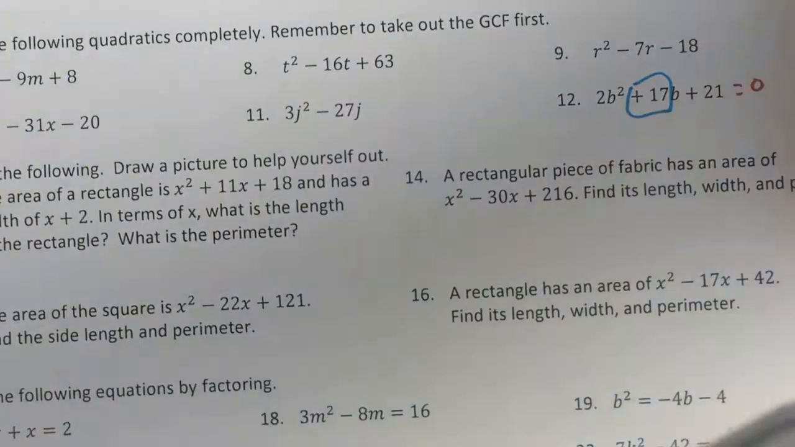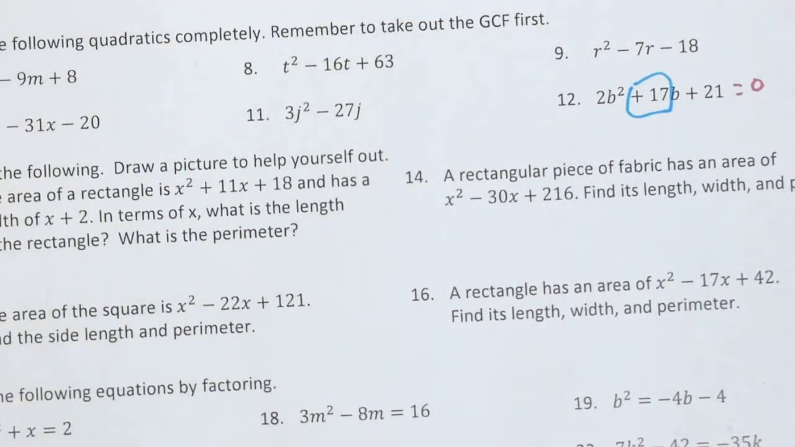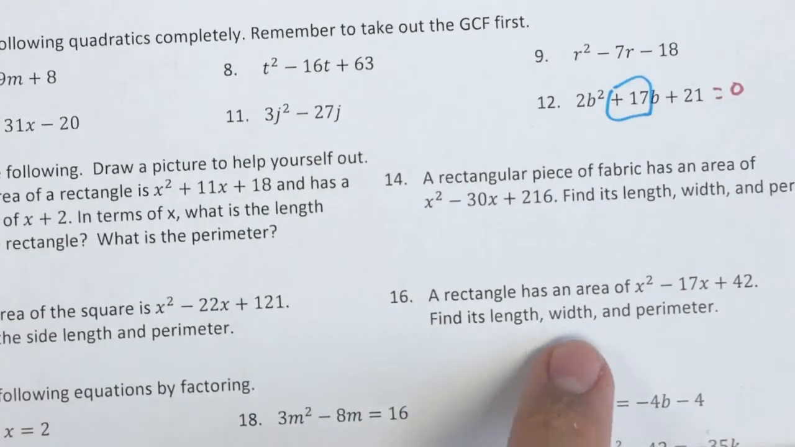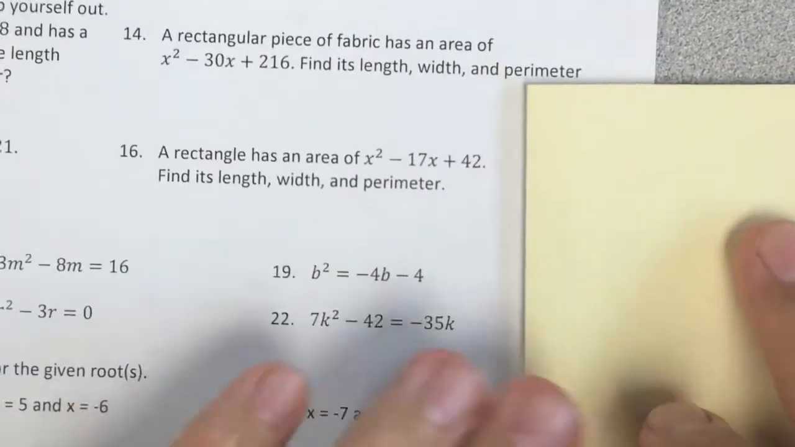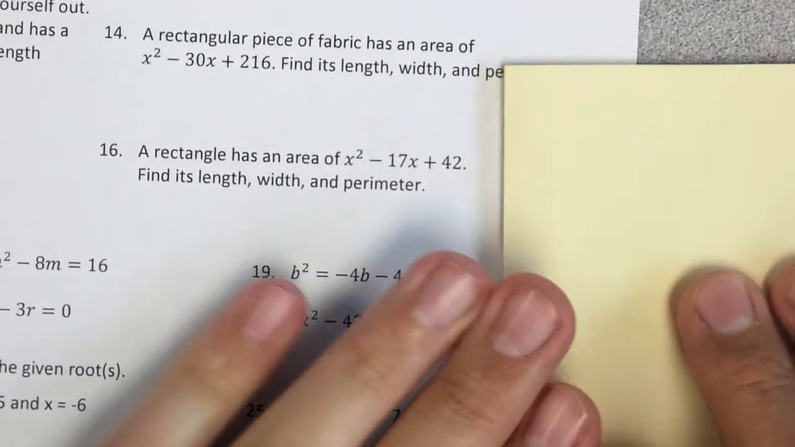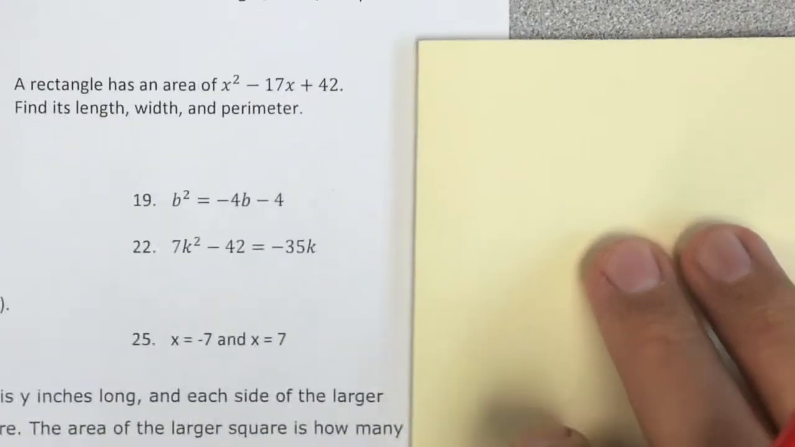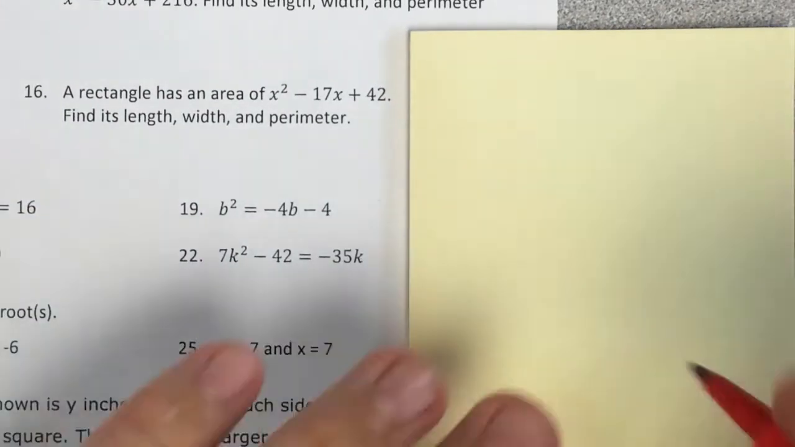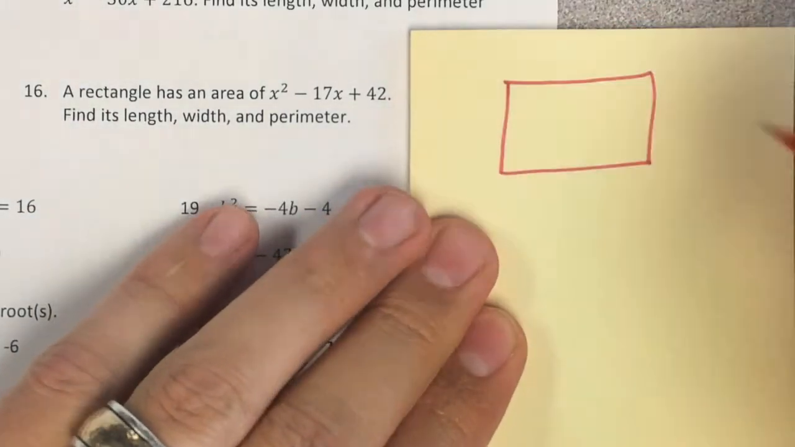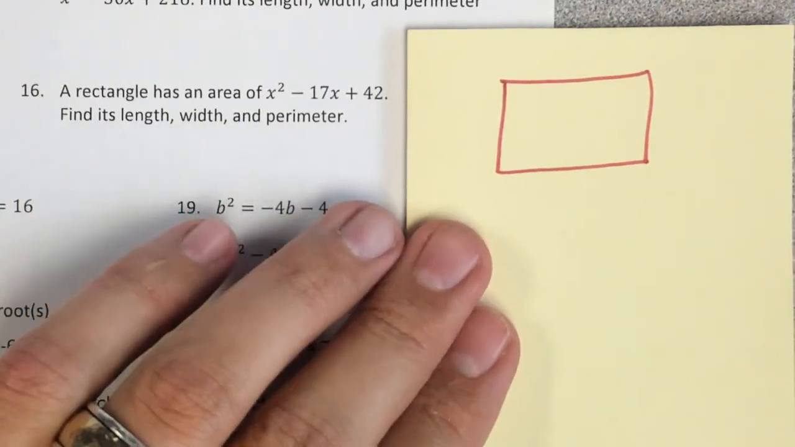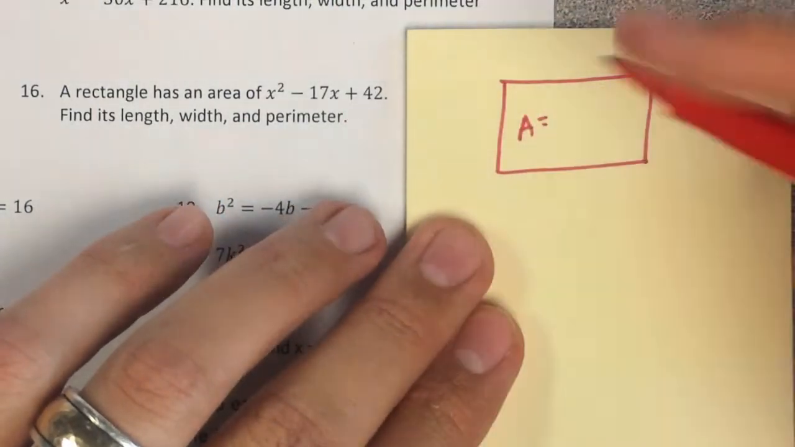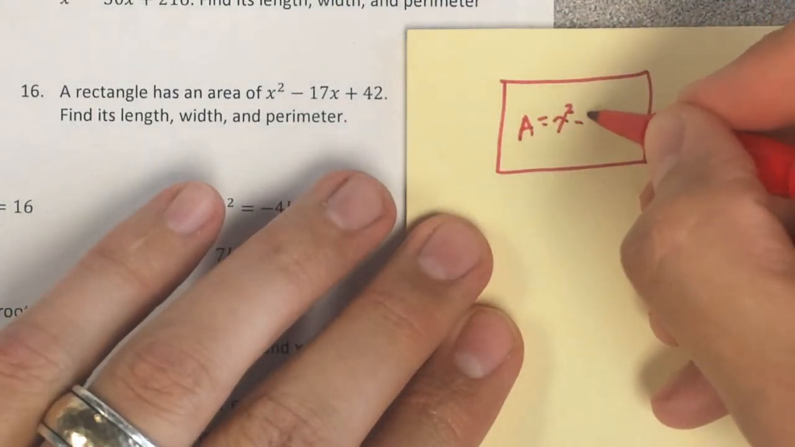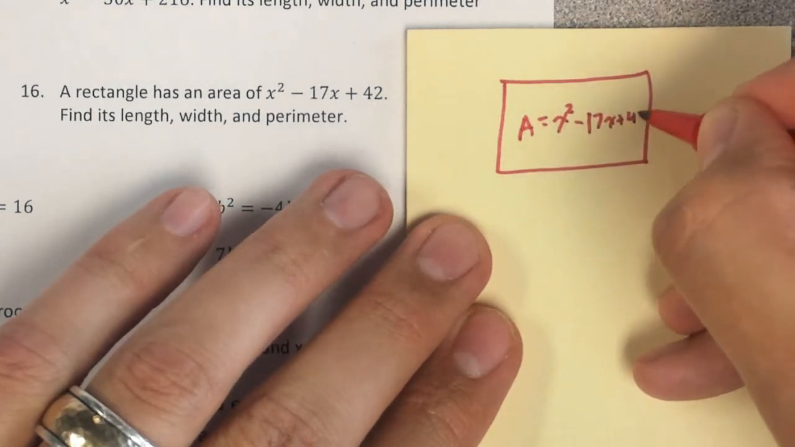Next one, let's go ahead and look at a word problem. Let's do 16. 16 is a pretty good problem for us to work on. A rectangle. My suggestion to you, anytime you're given a figure and there's not a picture for you, draw the picture. Always helps. At least it won't hurt. My area, I'm just going to put the area inside because that's everything we can touch in here. The area is x squared minus 17x plus 42.